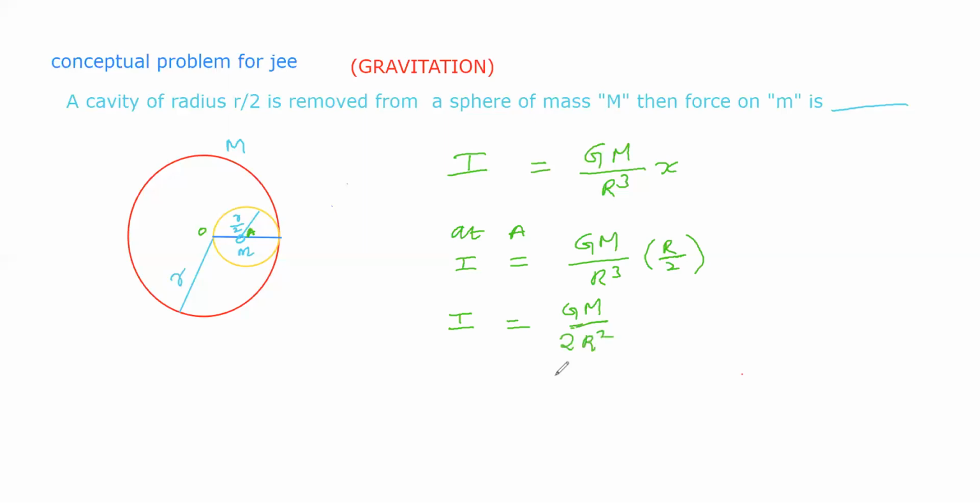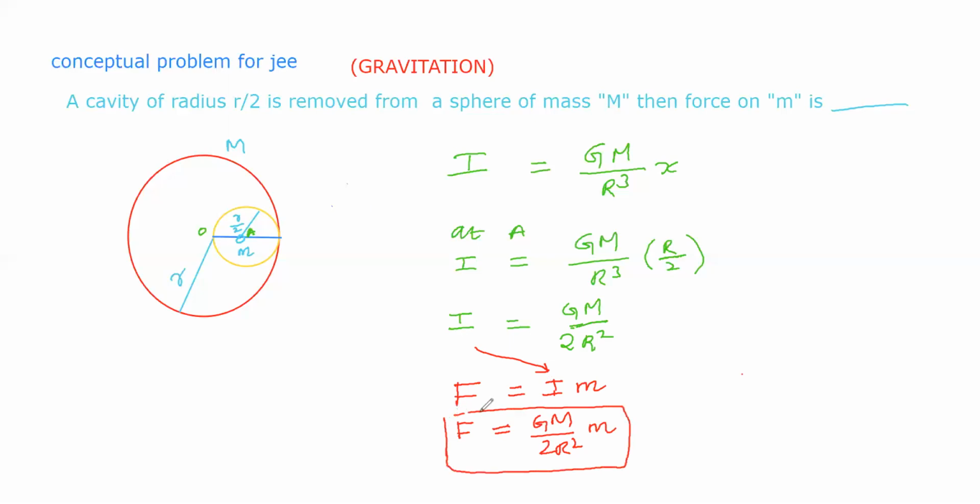Now the force acts on the mass m which is placed at point A. What is the force formula? Force is equal to the gravitational field intensity by the sphere into the mass of the body placed at point A. By substituting the gravitational field value here, we get the force: force is equal to GM divided by 2R square into small m. This is the formula to find the force on the small m placed at point A.